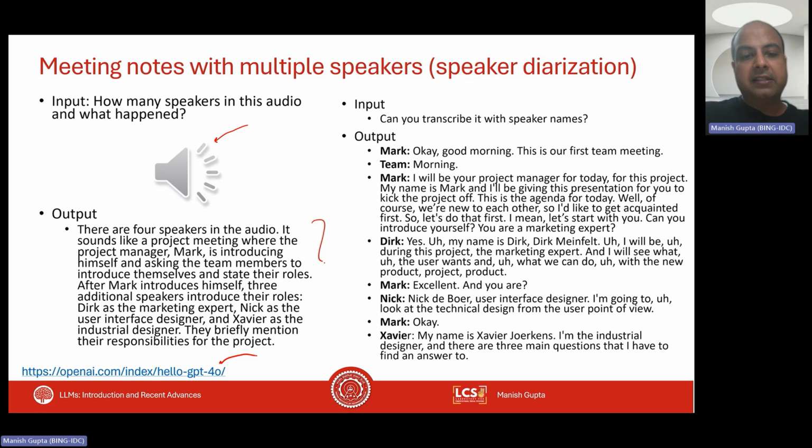The model nicely describes the different people, because people refer to each other by their names, and that's how the model understands who the people are. There are 4 speakers in the audio, and Mark is saying something, and Nick is saying something, Dirk and Xavier are talking about something, and so on. And if you ask it, can you describe the transcript with speaker names? It can actually do that as well.